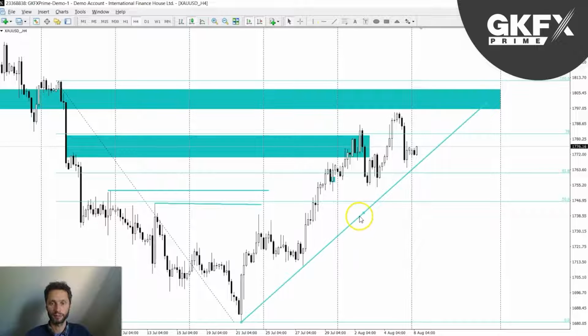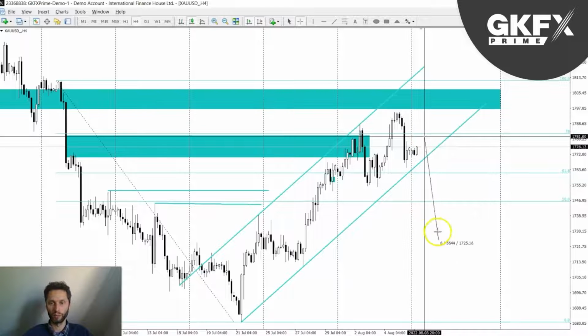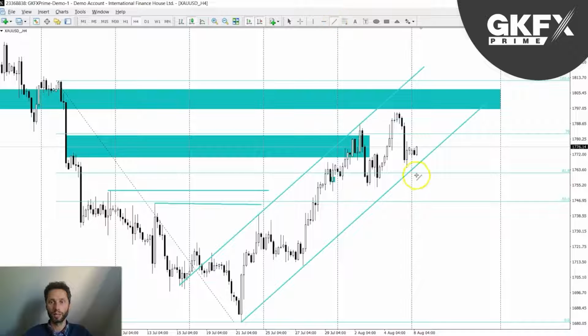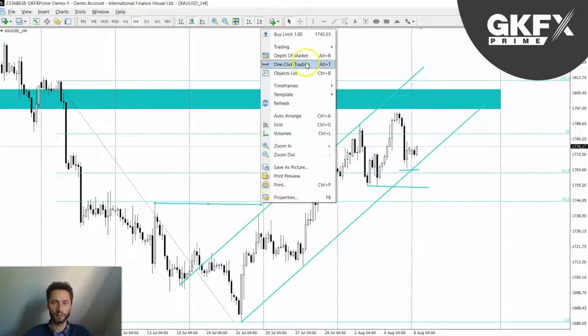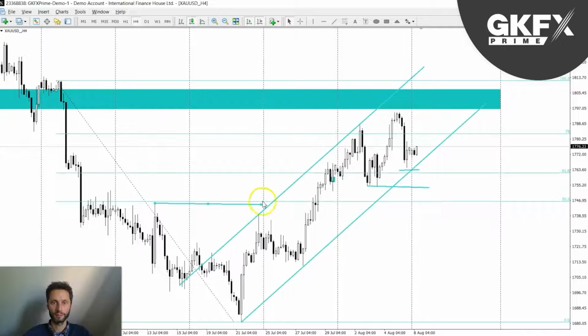If I look on the 4 hour, I've got this sort of market is going in this trend or channel, if you like, and I would definitely like the market to break that with conviction, with momentum, breaking lows, definitely this low as well, to confirm the downside potential. So I'll delete this and this, just get rid of what we don't need.